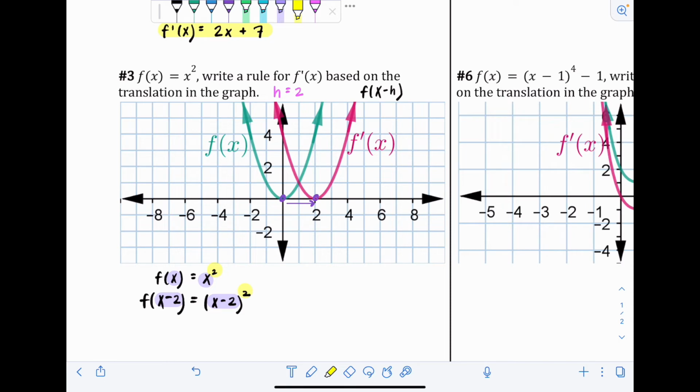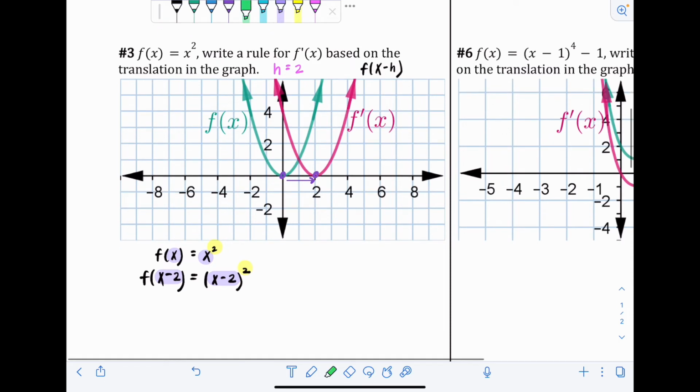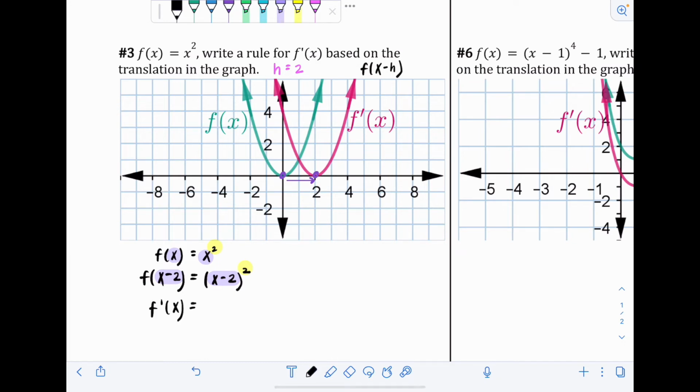And then same thing here, we want to write a rule for f prime of x. That's the new one over here. Over here is f prime of x, so we'll just write our final answer like that. So f prime of x is equal to this entire piece. We don't need to change that. Like I said, you could FOIL it and put it in standard form, but that's technically in vertex form as well right now, so there's no need to change it. So parentheses x minus 2 squared. So f prime of x equals x minus 2 squared.